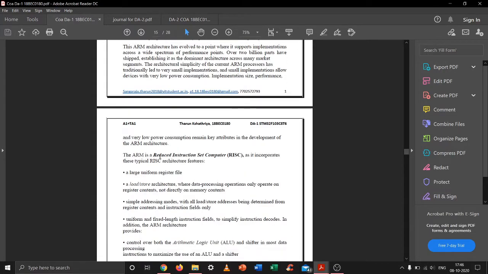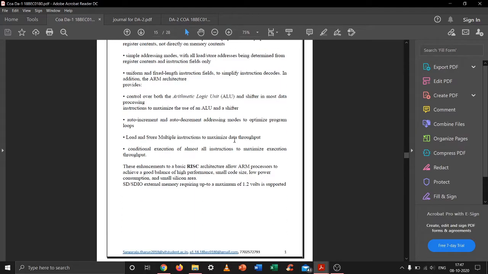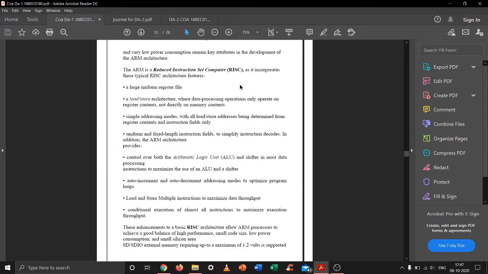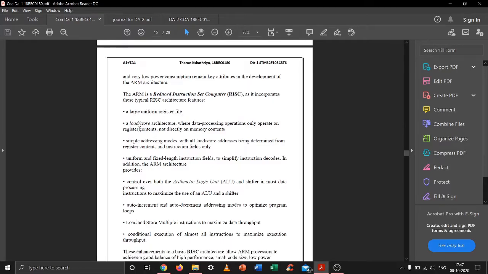Okay, we can see here the ARM is a Reduced Instruction Set Computer, RISC, architecture. Here are RISC architecture features. The microcontroller which I selected is RISC architecture. There are two types of architectures, RISC and CISC. There are also so many differences between RISC and CISC. Here are some features about the RISC.